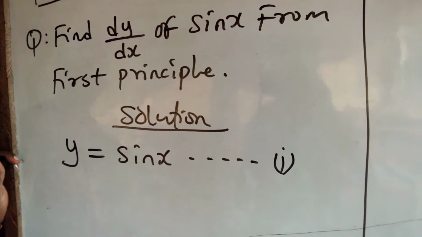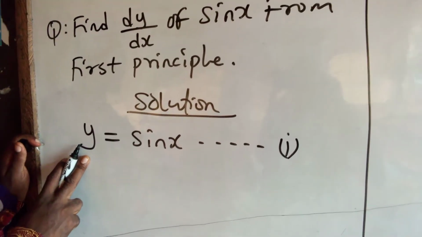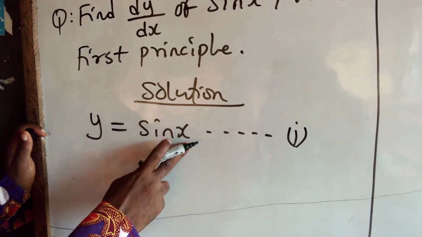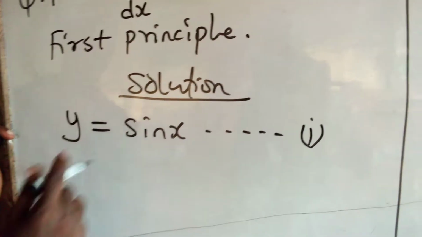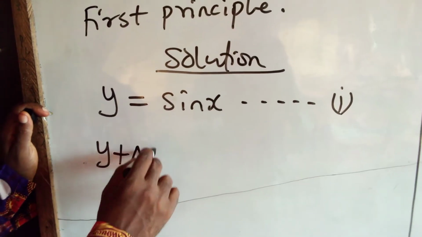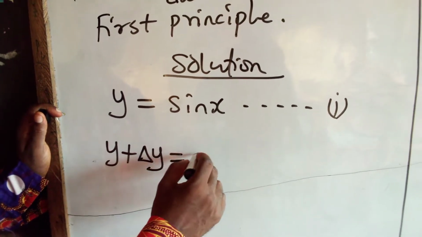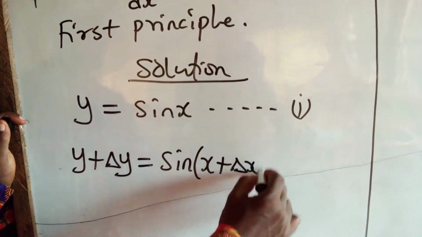The next step: any place you see y, this y will now change to y plus change in y. Any place you see s, this s will change to s plus change in s. So we are going to have y plus change in y will be equal to sine of s plus change in s.